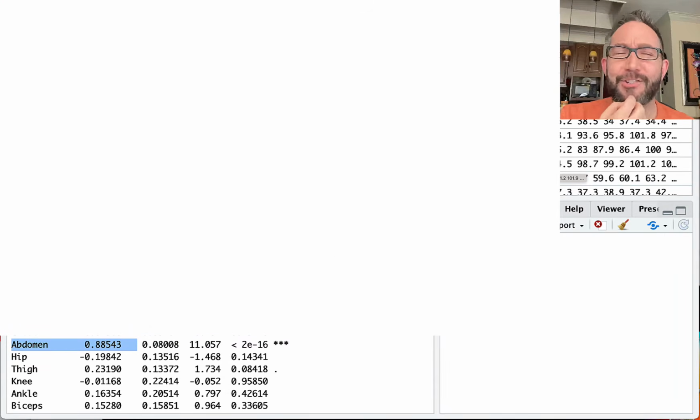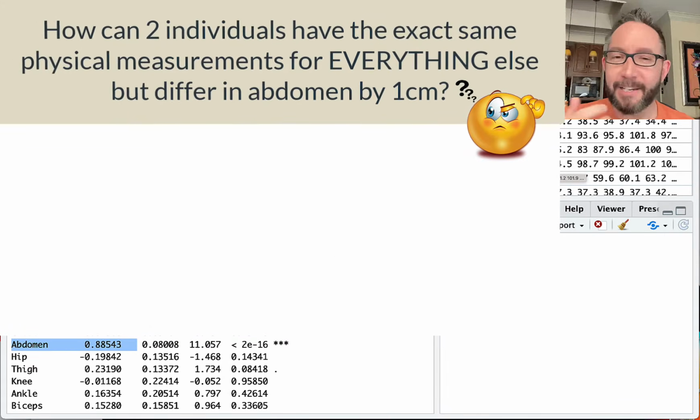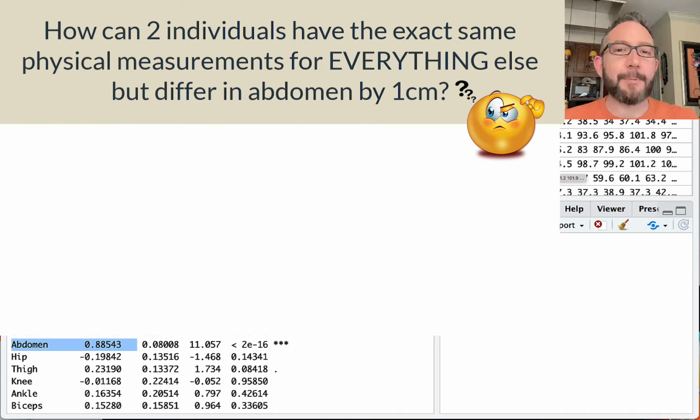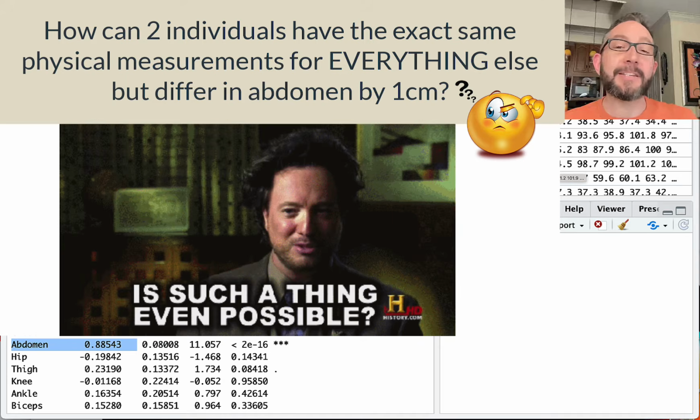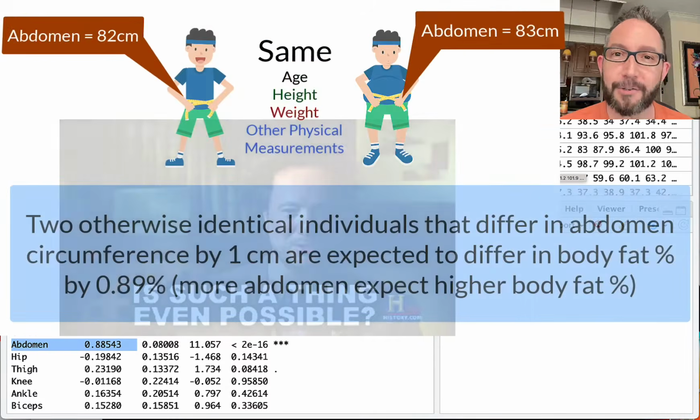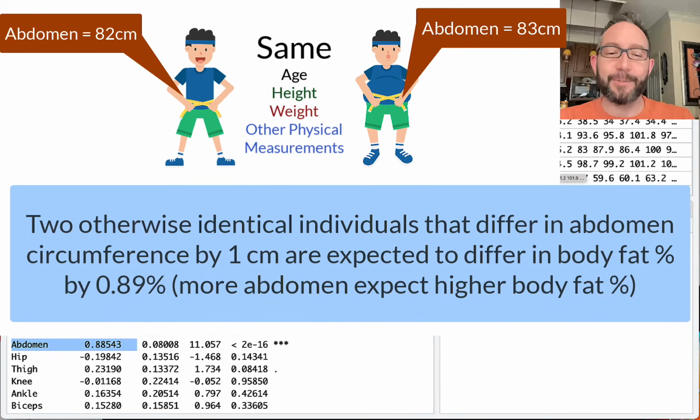They're identical with respect to all other predictors in the model. And you might be scratching your head or your chin and asking, are there individuals like this? Are there two individuals that differ in abdomen size by 1 centimeter, but otherwise have the exact same body proportions, height, weight, and age? Well, maybe there is, maybe there isn't, but that's how we do the interpretation of this coefficient in the multiple linear regression model. We're envisioning two otherwise identical individuals, same body measurements, height, weight, and age, but they differ in terms of their abdomen circumference by 1 centimeter. If that's the case, we would expect them to differ in terms of body fat percentage by 0.89 percentage points.